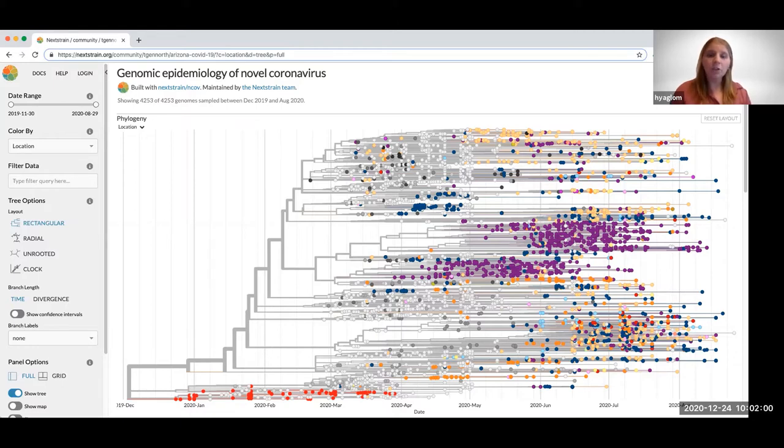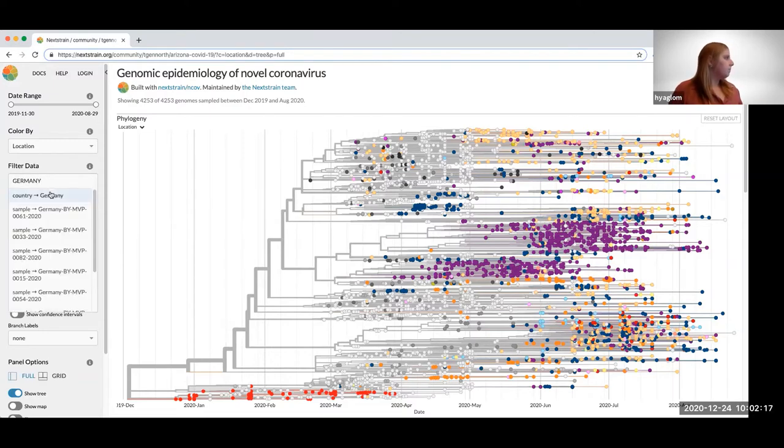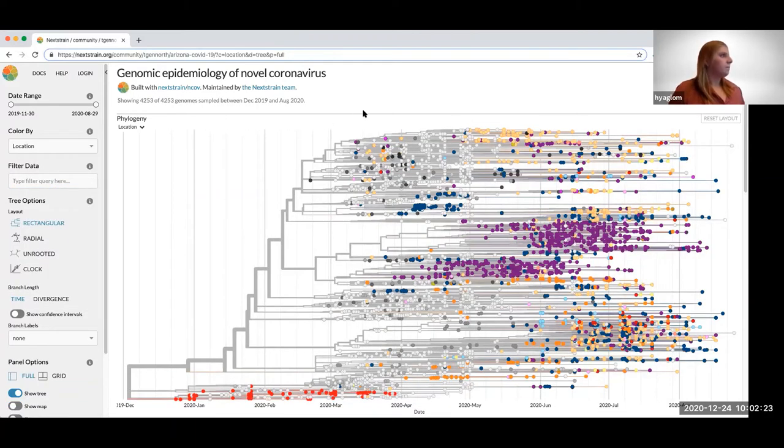In this view, you can search for specific samples or strains using the box on the left-hand side of the screen. If you want to search for samples from Germany, for example, I type in the country name, and you can see a few of the darker gray leaf nodes are highlighted. Now I'm going to zoom in on the top portion of the tree.